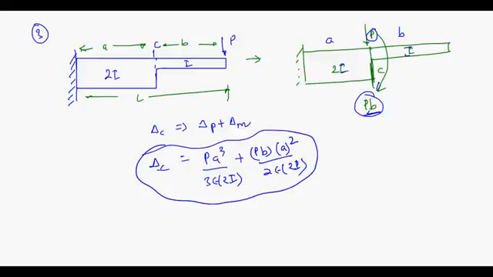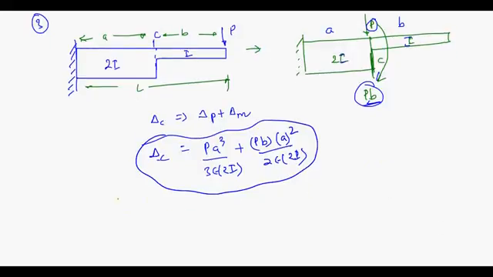Okay, see how quickly we are able to solve. If you use any method, moment area or whatever, you require a lot of time, at least 5-10 minutes it will take, but this method is quick. Delta C is nothing but delta that is coming due to theta that is coming due to point load and theta that is coming due to moment.